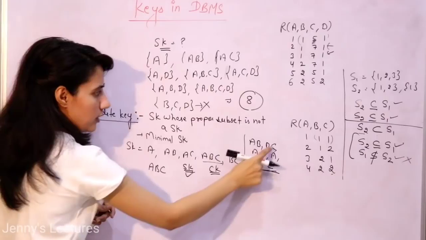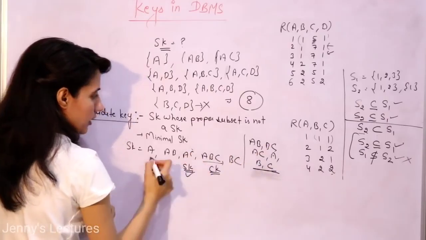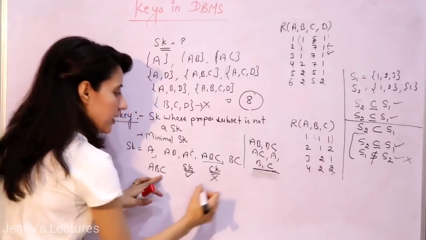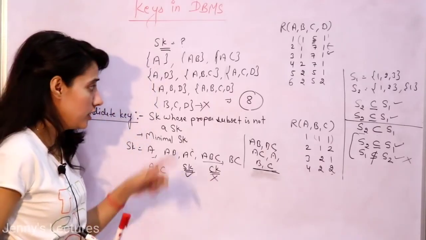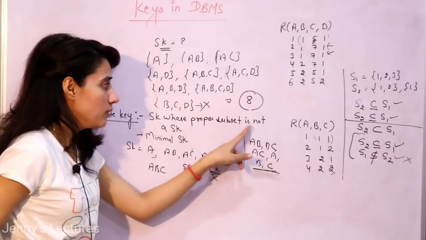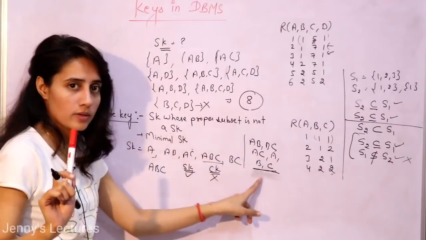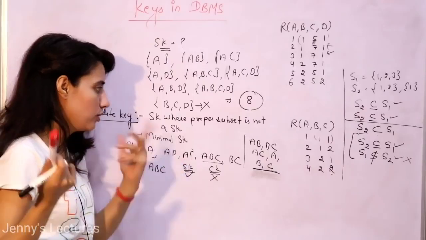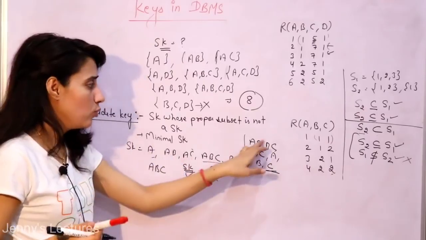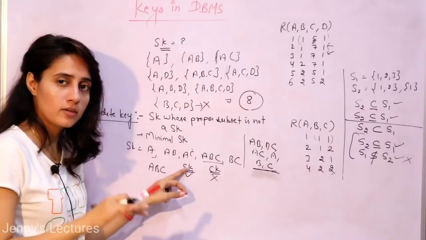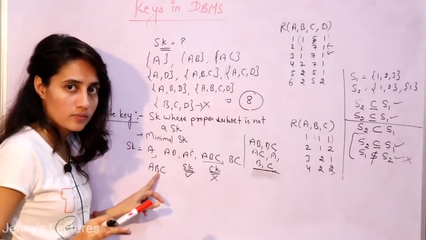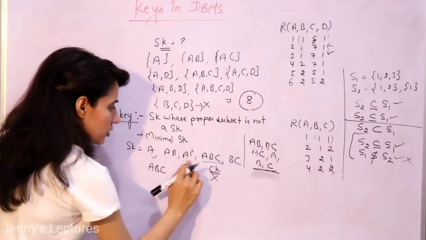See, AB is a super key, AC is also a super key, A is also a super key. So this cannot be a candidate key. The condition is a super key whose proper subset is not a super key. But here the proper subset is a super key. AB also, AC also, A also, right? Or maybe even if only one proper subset is a super key, in that case also this would not be a candidate key, right? Now see, check AC.